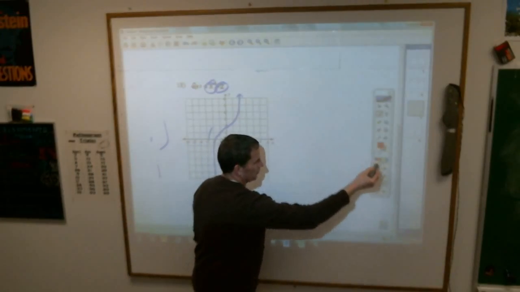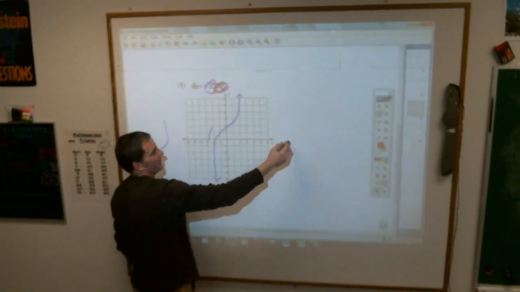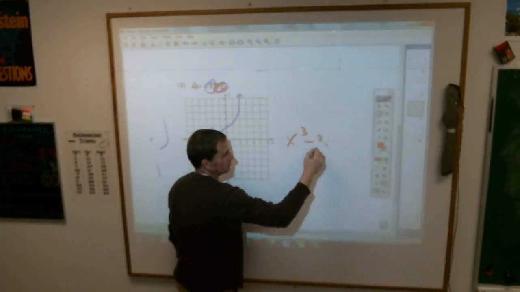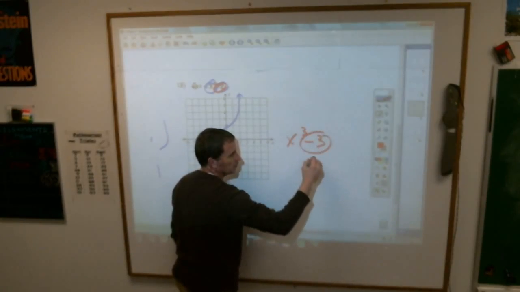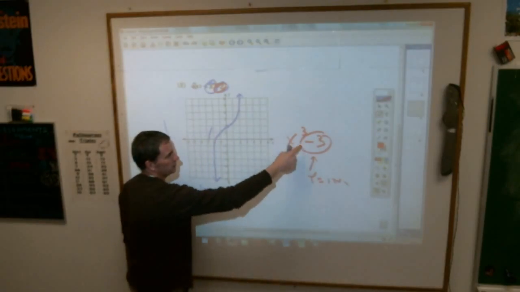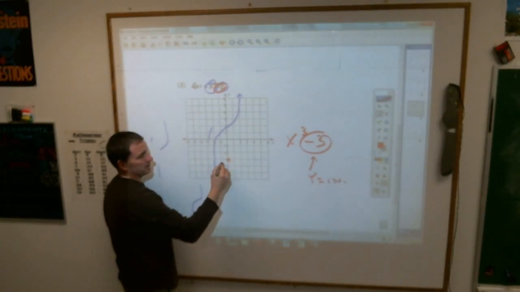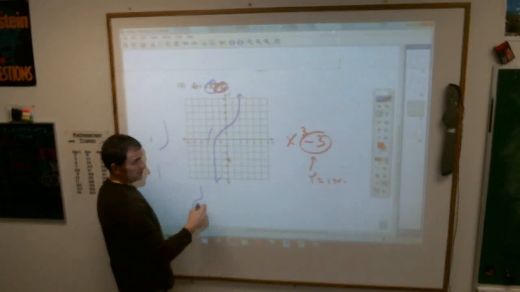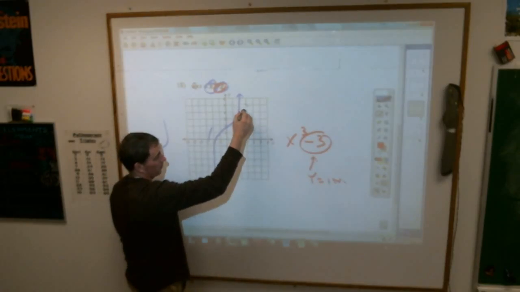And it is whatever this number is over here. If I was doing x cubed minus 3, that number is the y-intercept. It's where it crosses the y-axis. X cubed minus 3 means that at minus 3 there's a dot, and you are going to do this shape right there.